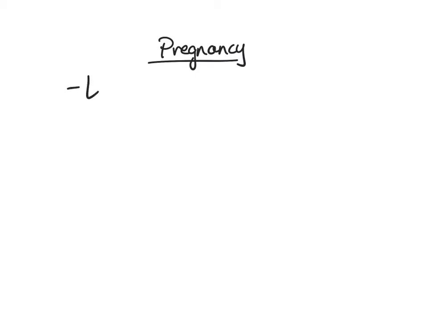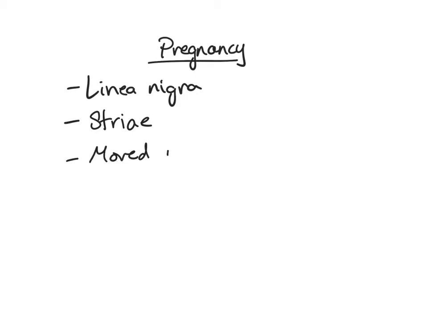First one is called a linea nigra, and this is a black line straight down the middle of the abdomen and lasts throughout the pregnancy, then disappears when the pregnancy is over. The other finding on the skin is called striae, and these are commonly known as stretch marks. I'll show you pictures of both of these in a second. Lastly, remember that everything just gets moved around in there.